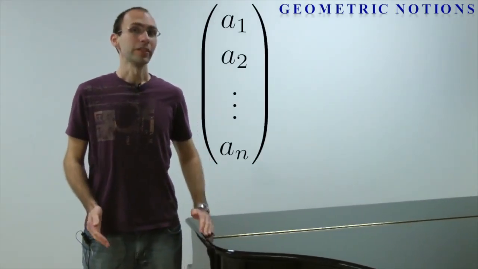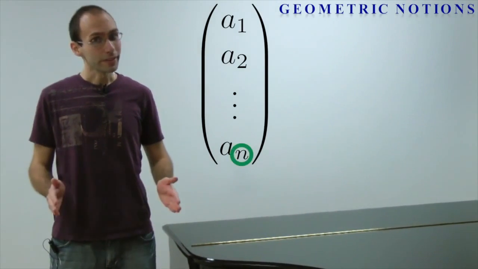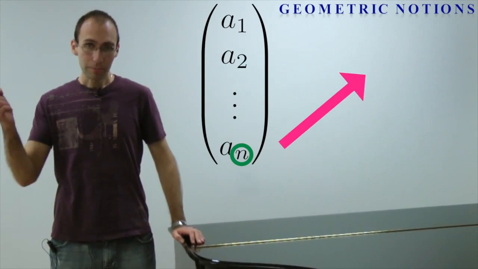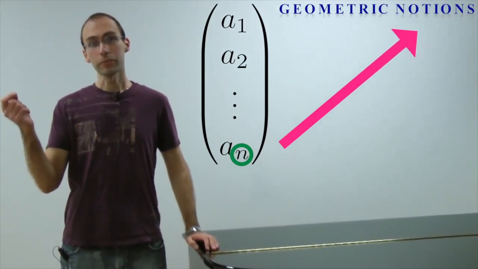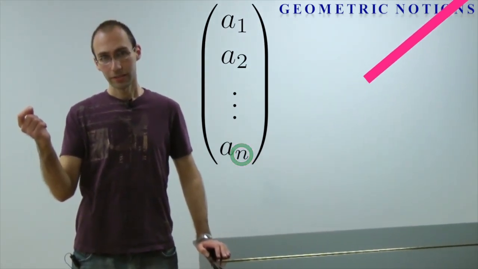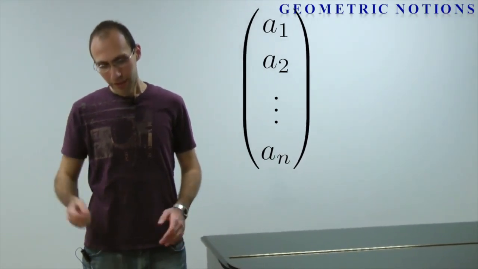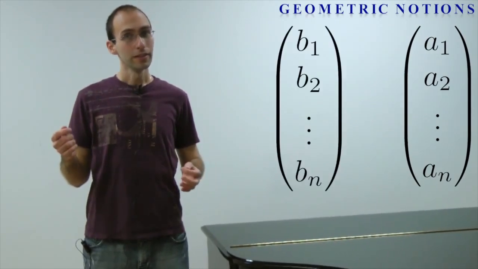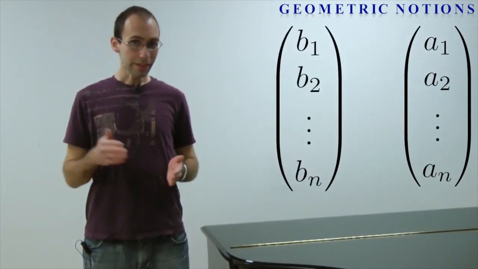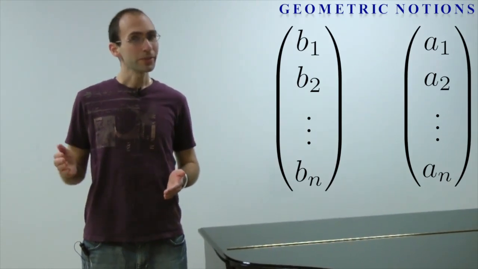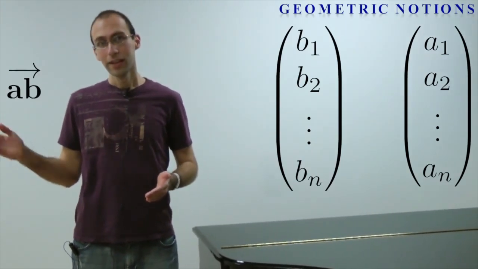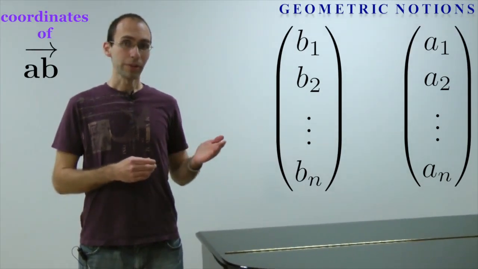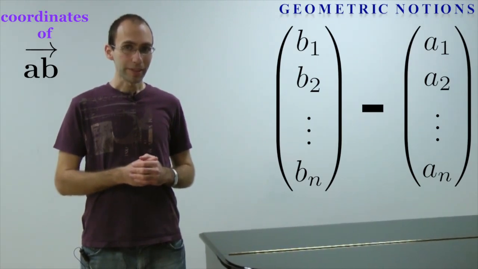An n-dimensional vector, or a vector with n coordinates, can be thought of as an arrow pointing from the origin to a point in R^n, real n-dimensional space. More generally, given 2 points in real n-dimensional space, a and b, one can take an arrow pointing from a to b to define a vector. It's usually written like this. The coordinates of this vector are the coordinates of the point b minus the coordinates of the point a.